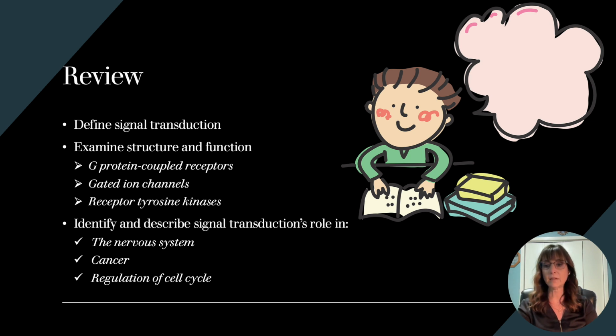As we have learned, cells have many different ways of communicating, which we call signal transduction. G-protein coupled receptors, gated ion channels, and receptor tyrosine kinases play key roles in that communication. Identifying and describing signal transduction's roles in the nervous system, cancer, and the regulation of the cell cycle shows even more so the importance of these receptors in the human body.